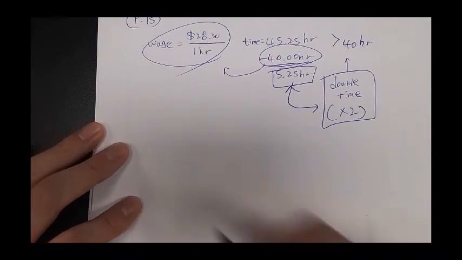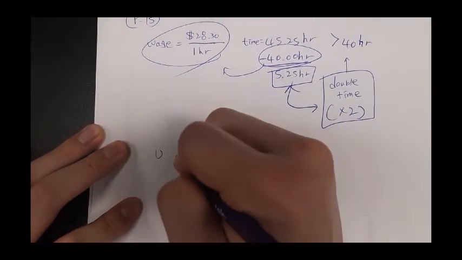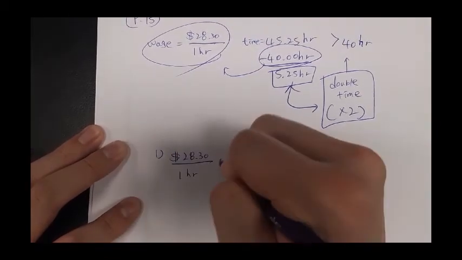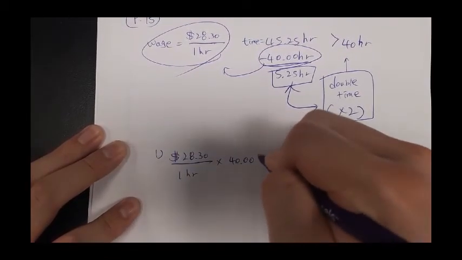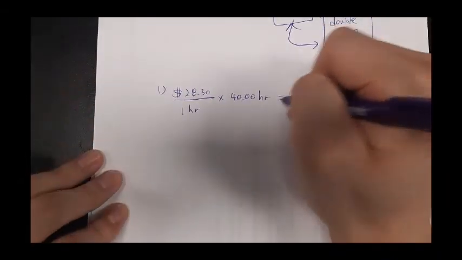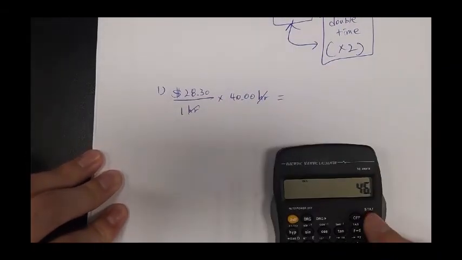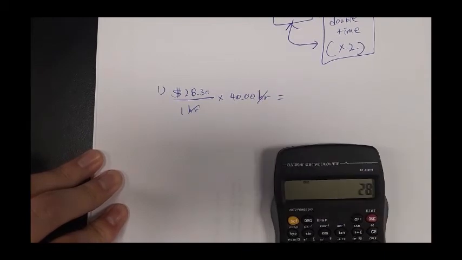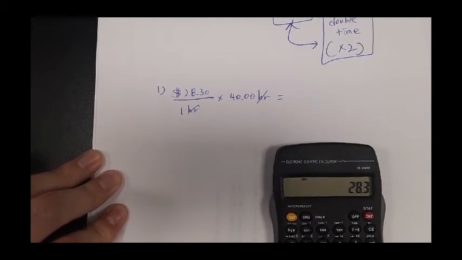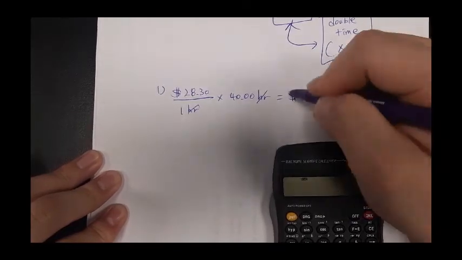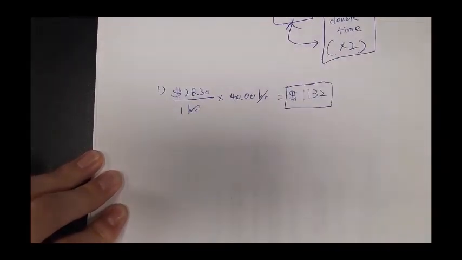So here's what you need to do. First thing first, normal time. $28.30 per hour, times 40.00 hours. That's a unit analysis, and I can just punch these numbers in. 28.30 multiplied by 40 gives me $1,132. That's my regular salary.